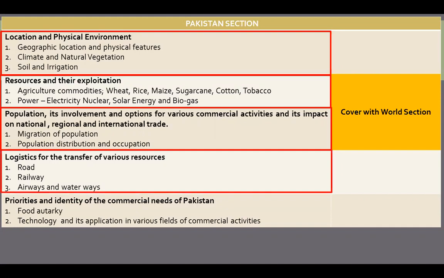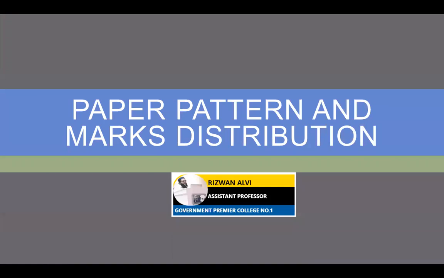Logistics for the transfer of various resources, so road, railway, airways, and waterways. Then finally we have priority, then identity of the commercial need of Pakistan. The question came from this topic last year. Food and oxy is the main topic where the question comes, technology and application, various fields of commercial activities. So this is a very crisp introduction about the course content.